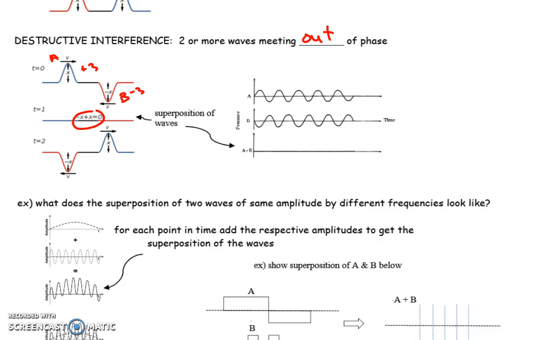If they had different amplitudes, then there would be some cancellation, but not complete cancellation. And then afterwards, the waves reappeared. B is to the left, A is to the right.